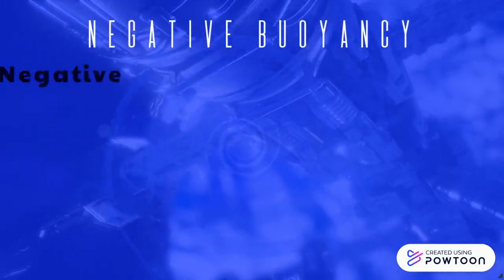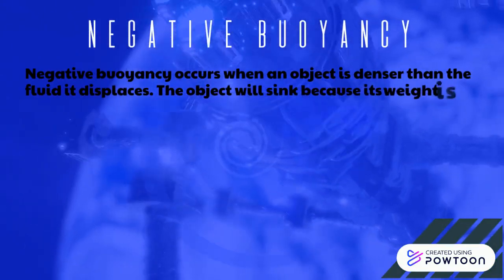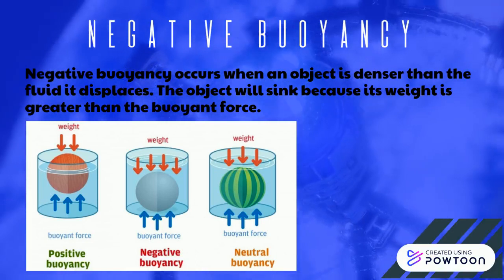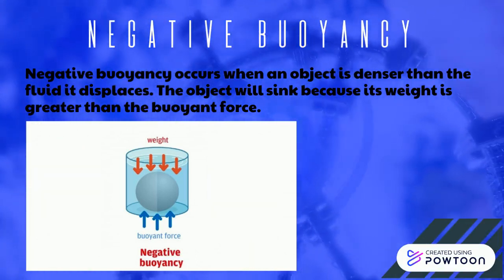The next one is negative buoyancy. Negative buoyancy occurs when an object is denser than the fluid it displaces. The object will sink because its weight is greater than the buoyant force. This is the diagram for negative buoyancy.